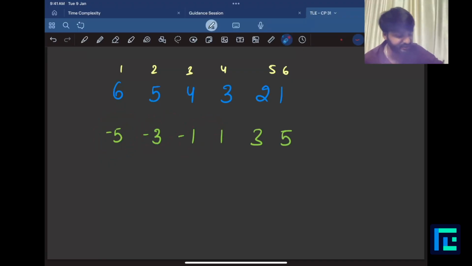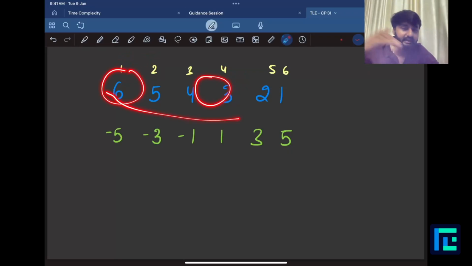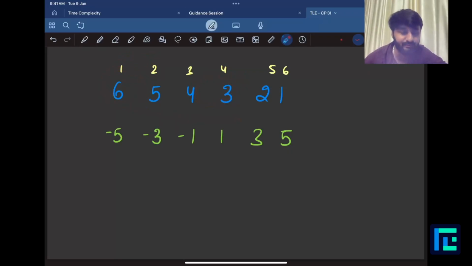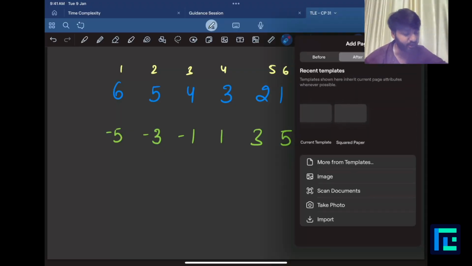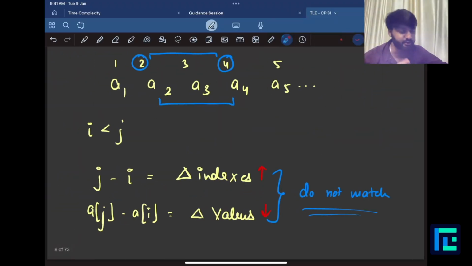And why did they not match? Because if you pick up any two places, their index delta increases, but their value delta always decreases. So it never matches. All right. This is the solution to the problem. I hope the argument makes sense. Very simple, very short problem.